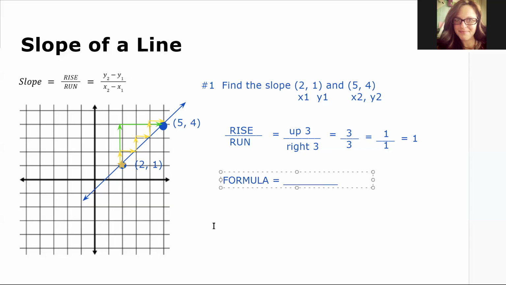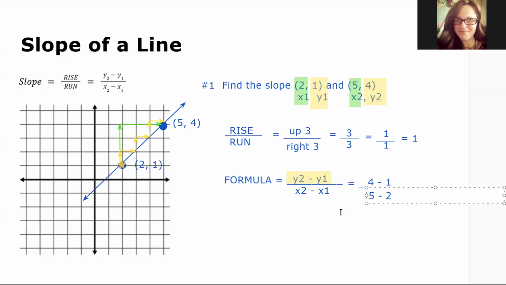And the formula for slope, we subtract the y values, they go on top, and subtract the x values, they go on the bottom. And our y2 minus y1, 4 minus 1. And we'll subtract the x values, they go on the bottom, 5 minus 2. And 4 minus 1 is 3. 5 minus 2 is 3. We end up with 3 over 3, which we know reduces to 1.